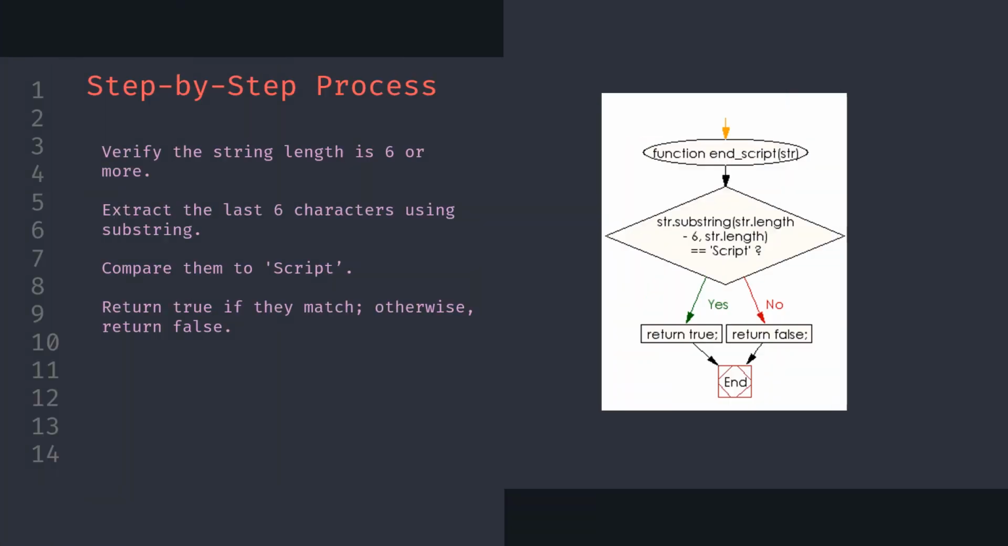The function first ensures the string is long enough. Next, it extracts the last 6 characters and compares them with script. The result is returned based on this comparison.